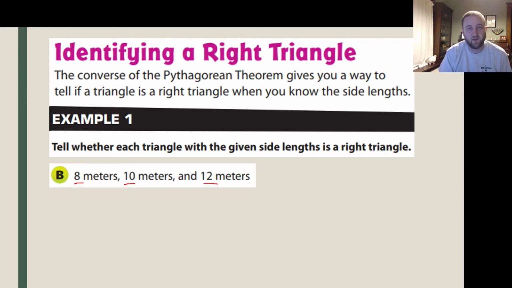Again, we need to think which side is our hypotenuse. What's the longest side, which is 12. So 12 is going to be C. We'll make 8 A and 10 B. Okay, so 8 squared plus 10 squared equals 12 squared.